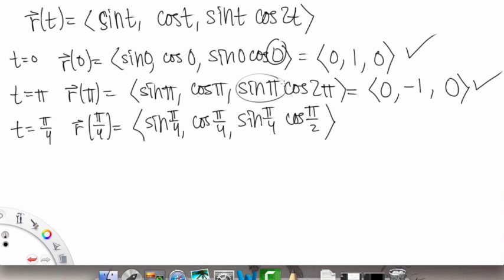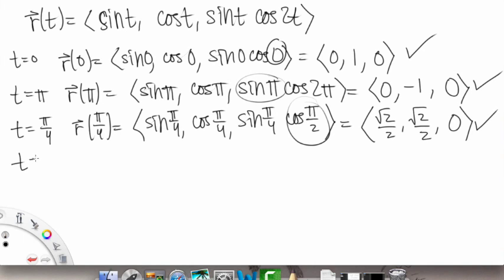Okay, so then what we're going to get from this is sine pi over 4 is positive radical 2 over 2. Cosine pi over 4 is the same thing, right? They're both positive. And then cosine pi over 2 is just going to be 0, so the whole z component is going to be 0 on that one. So halfway done here, let's continue on.